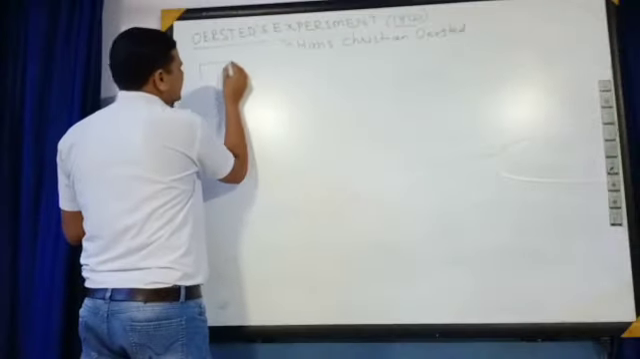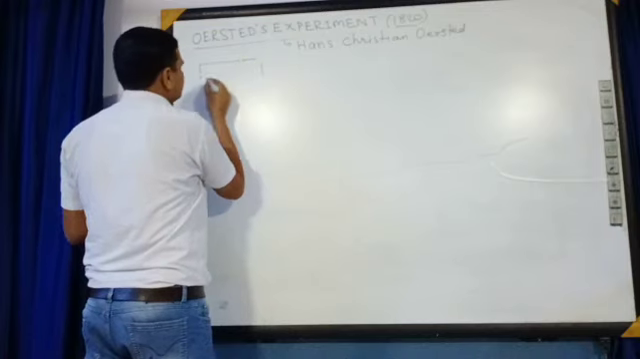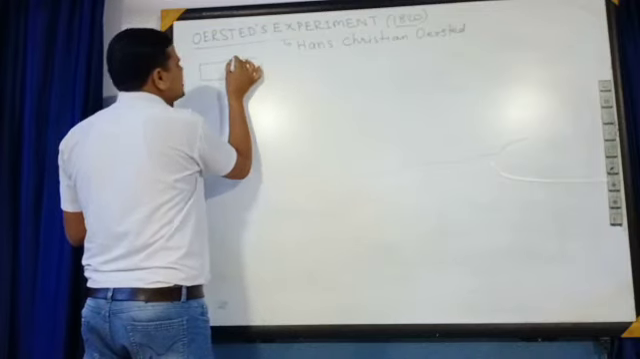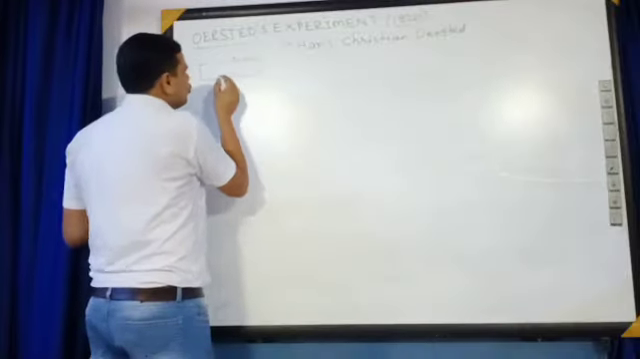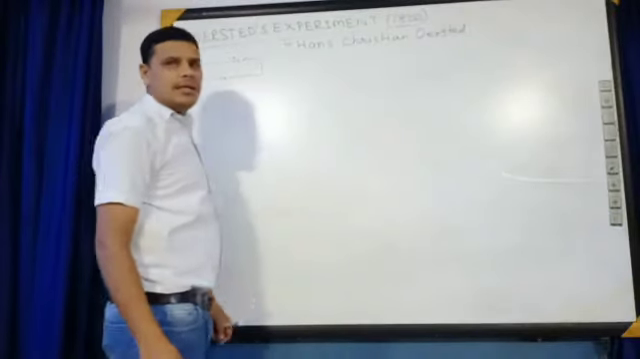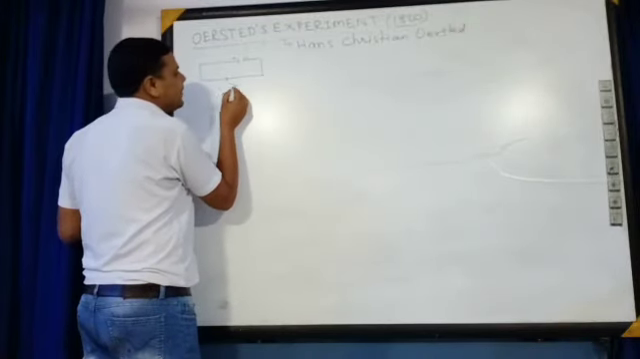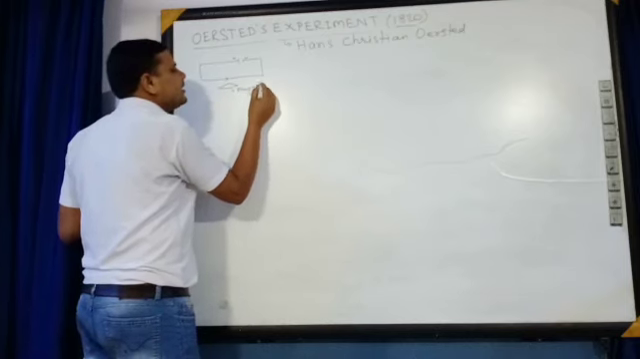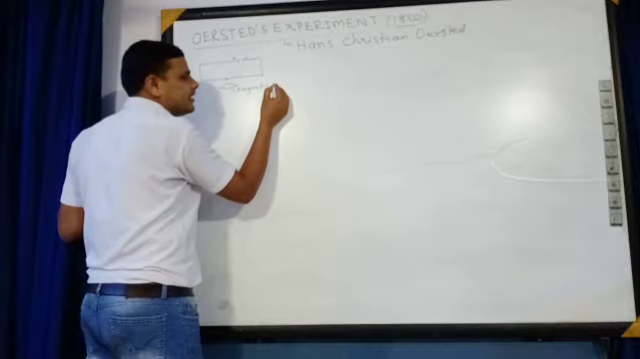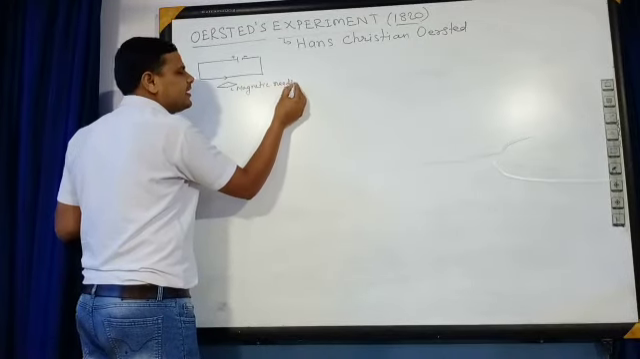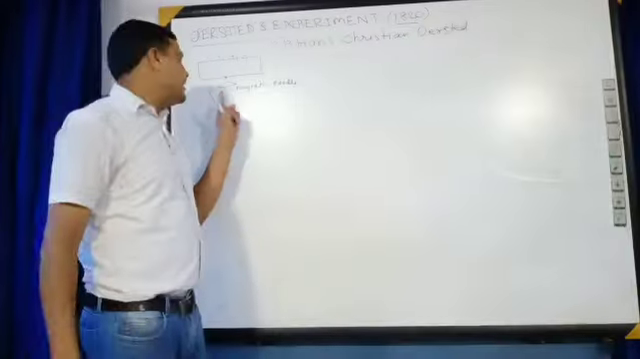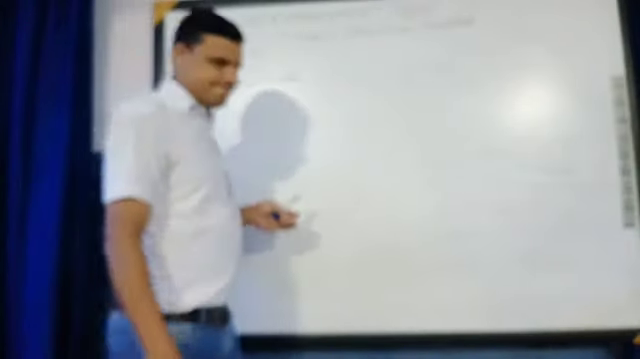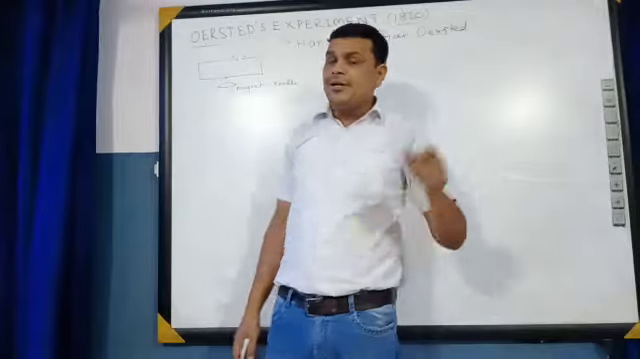Let's see. Suppose that a current is passing from the positive to the negative terminal, and if you put a magnetic needle near a current carrying wire, then it will get deflected. This was the Oersted experiment.